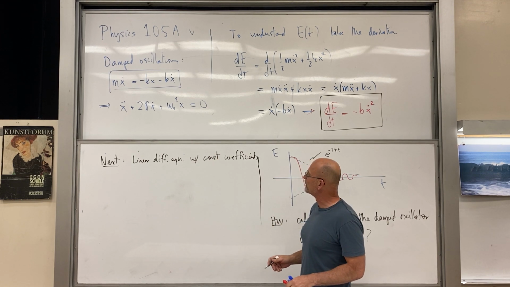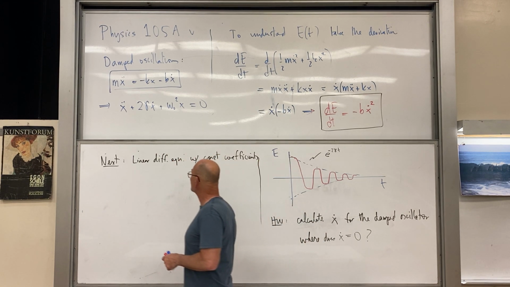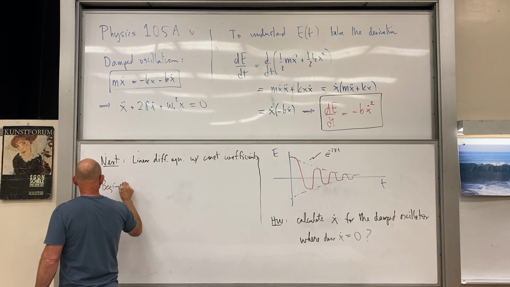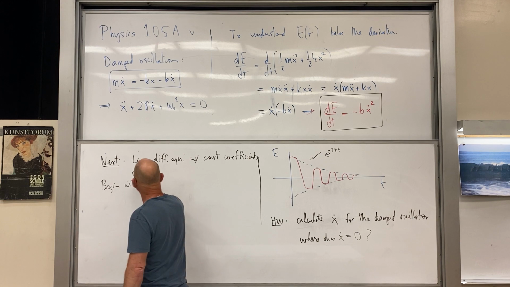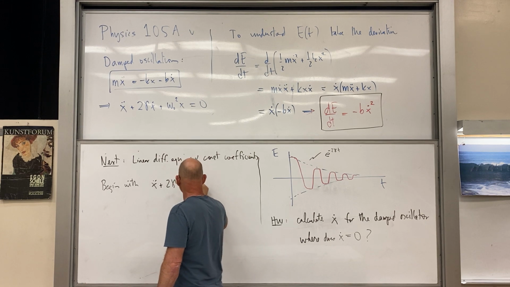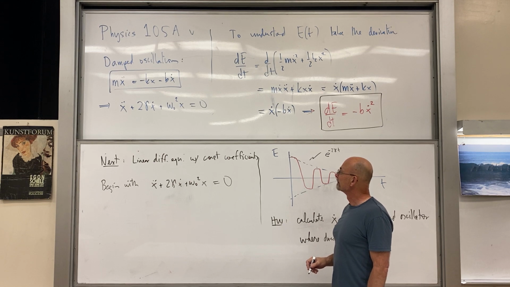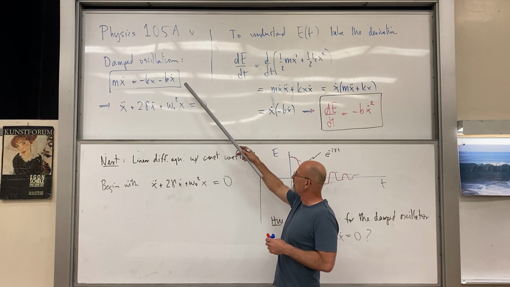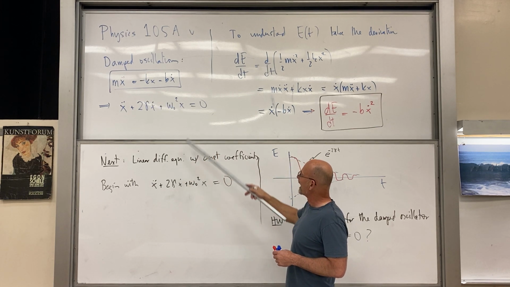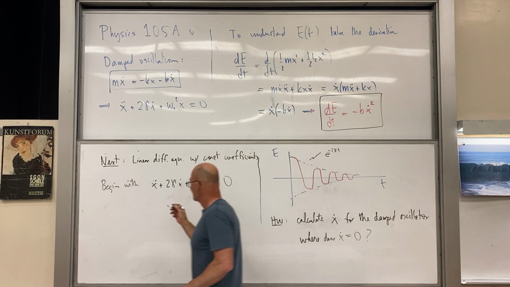But what does that have to do with the matrix? Well, we can express this in matrix form. So to begin, we'll just rewrite this one down: x double dot plus 2 gamma x dot plus omega naught squared x equals 0. And you guys want to remember, omega naught squared is k over m. 2 gamma is b divided by m. That's implicitly right there.